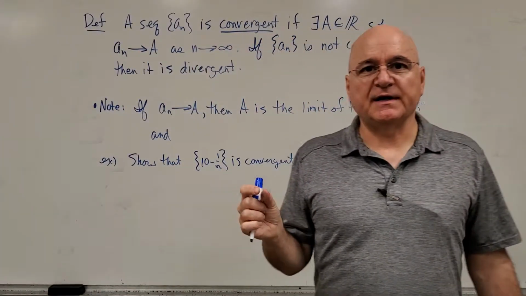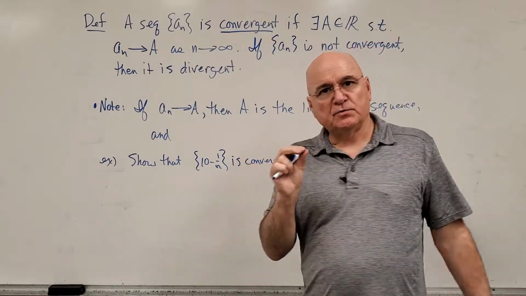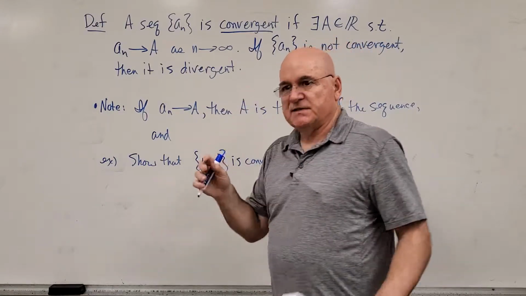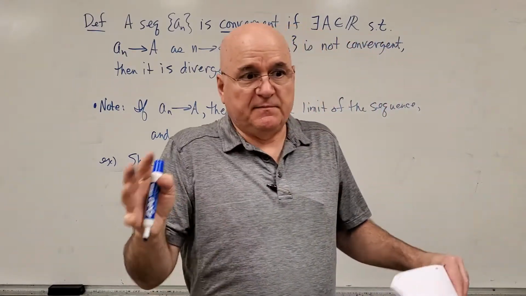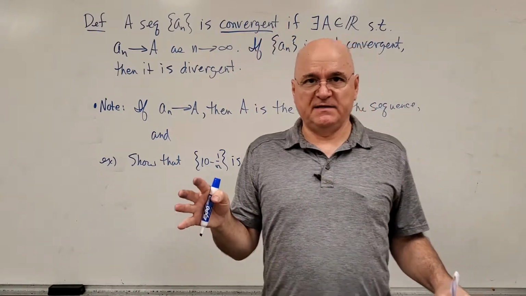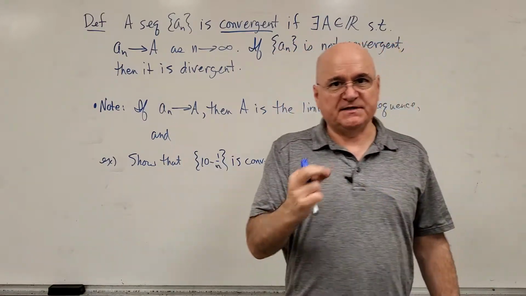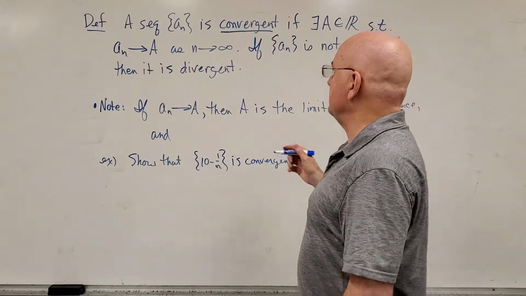In this short video, we're going to add one definition and we'll do one example. The definition is a convergent sequence, and forgive me if I've already said that. I probably have many times. We've spoken about a sequence converging, and if it does converge, then it's called a convergent sequence.